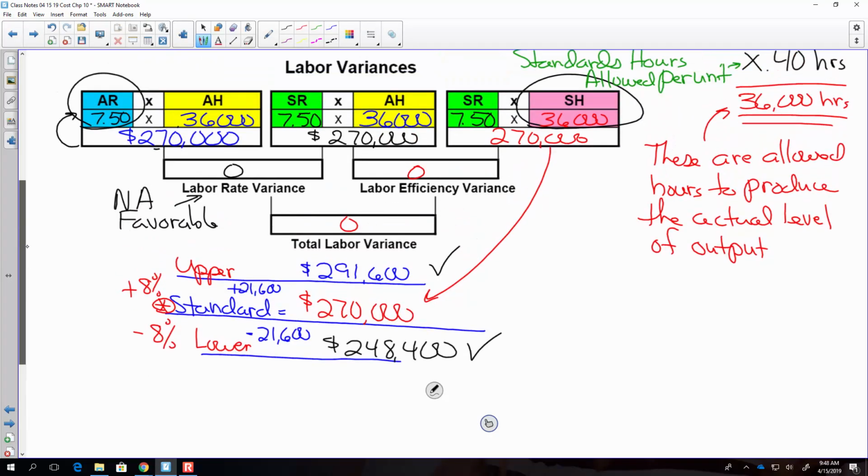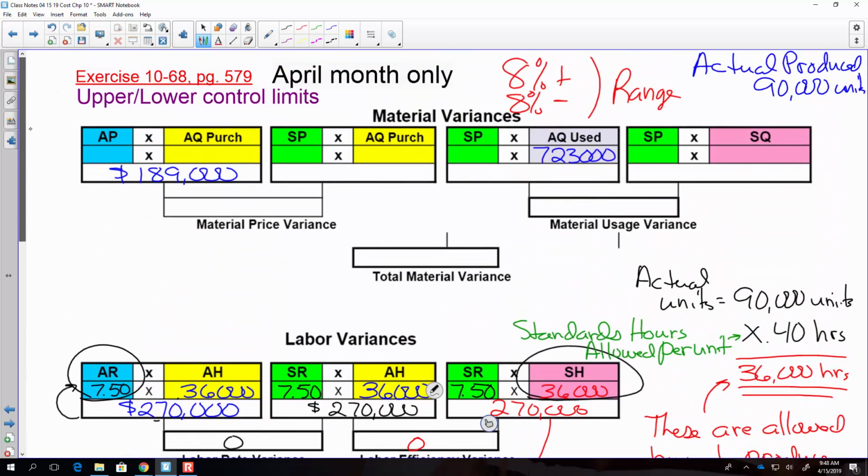Let's go to the material. We're going to do the same thing. We're assuming here on these variances or these investigations that there is no beginning or ending inventory. At least they don't talk about a beginning and ending. So we're going to say the purchase and the use are the same quantity levels.